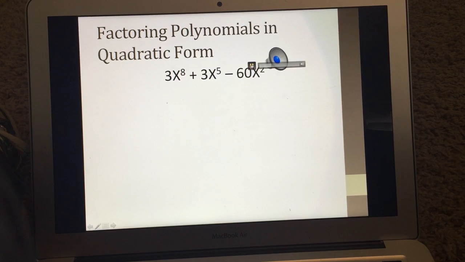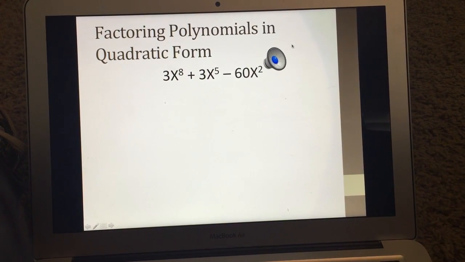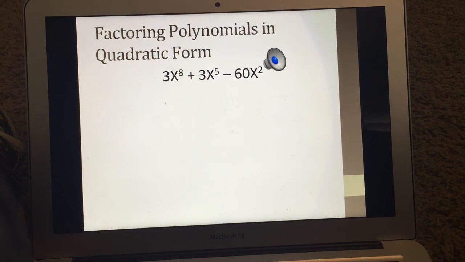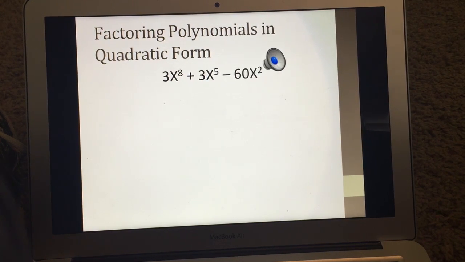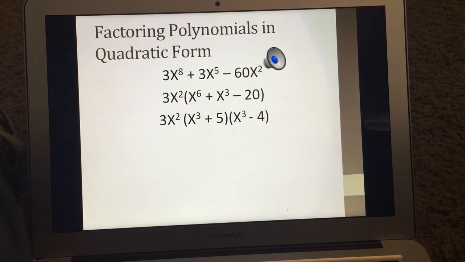I'm going to factor out a common factor, which is 3x squared. So you're left with 3x squared in parentheses x to the 6th plus x cubed minus 20. So then you just want to factor what's in the parentheses, which leaves you with 3x squared in one parentheses x cubed plus 5 and in another parentheses x cubed minus 5.